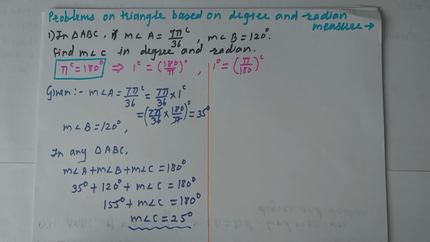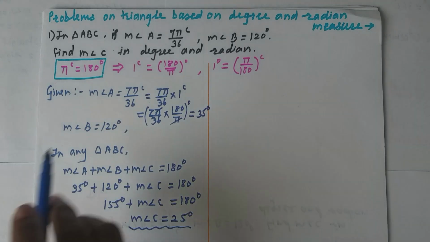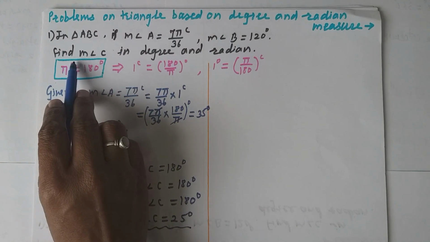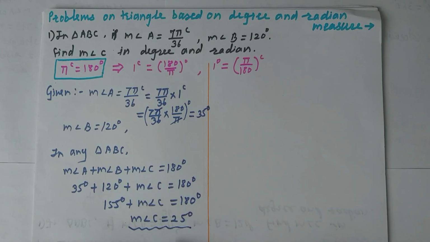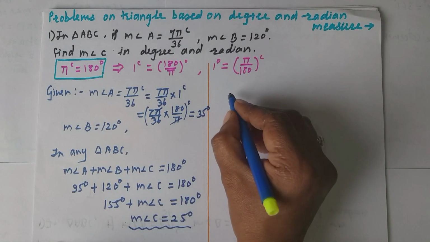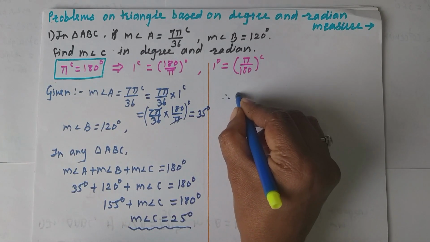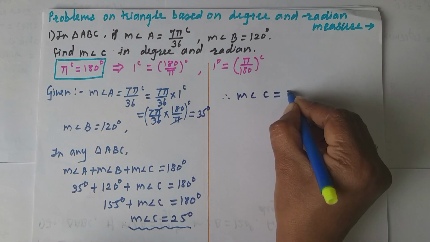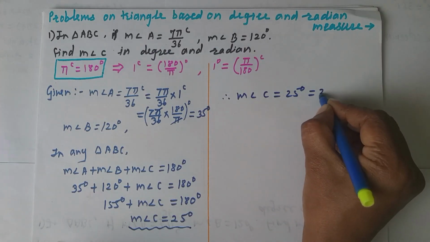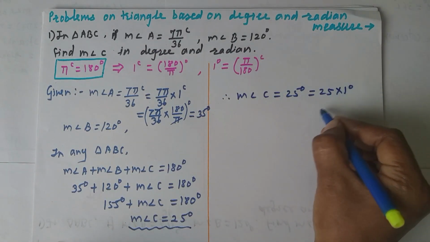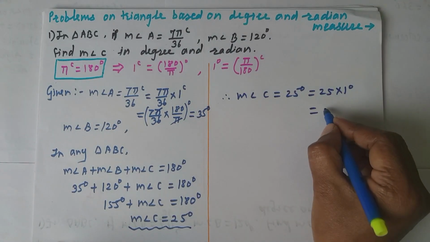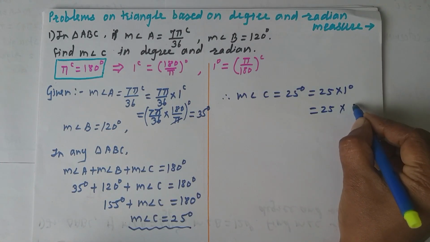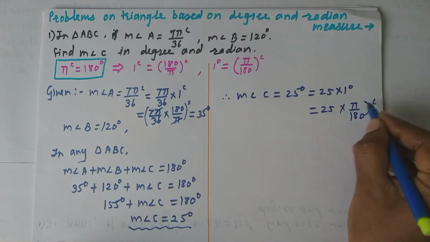Now I have to convert this angle into radians, because in the problem it is given that find measure angle C in degree and radians. Here we have got the angle in degree, means here we have to convert the angle into radians. Therefore, you write down measure angle C is equal to 25 degree. 25 means 25 times 1 degree. Now, what is the value of 1 degree? That is pi divided by 180 radians. Keep the value of 1 degree and simplify this.